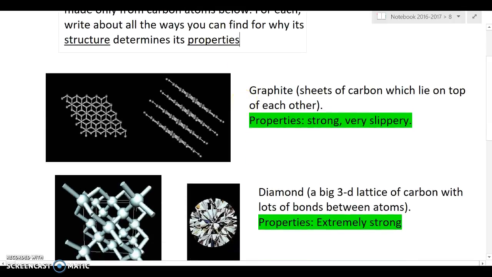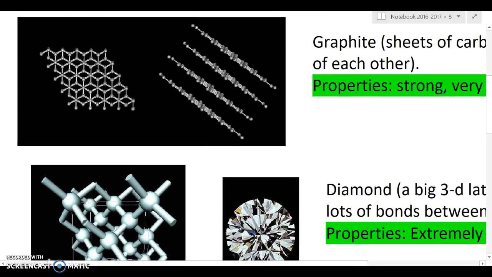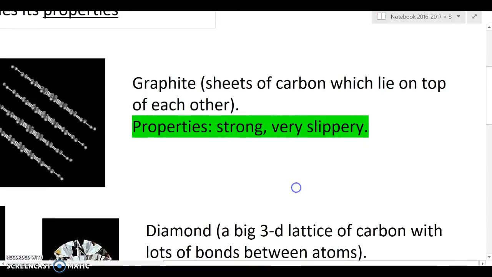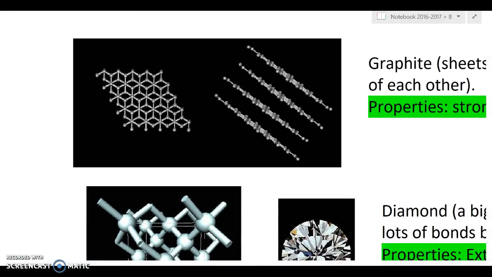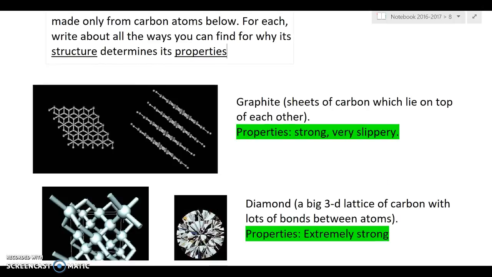Take a look at this. This is graphite. Graphite is constructed of sheets, very, very thin sheets of carbon, which can slide over each other pretty easily. The properties which graphite as a material has is that it's very strong and very, very slippery. It's the compound which is used as the black bit inside your pencil, and it's so slippery that you can drag your pencil over a sheet of paper, and sheets of this graphite come off onto the paper. How do you think the structure of graphite determines the fact that it has these properties?